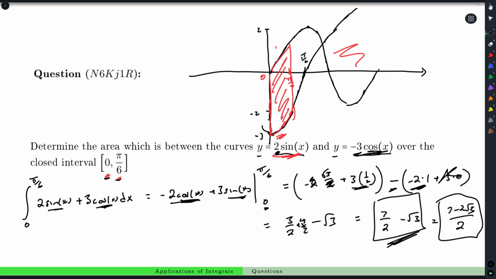So I didn't need an extra piece of paper there. But yeah, quick graph to figure out who's on top, and then integrate between the given bounds there.